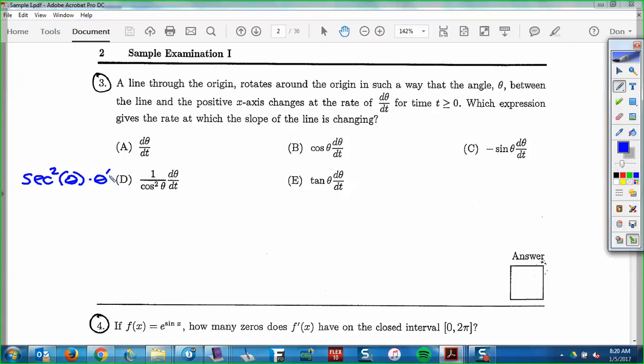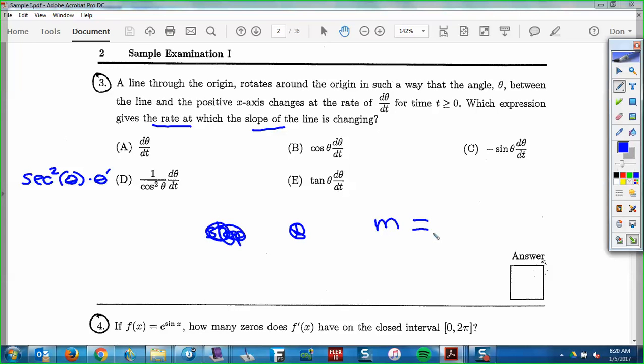And so it says, which expression gives the rate? Rate, of course, is derivative, so we can see why we did a derivative, at which the slope is changing. So what we were trying to find is the derivative of slope. Let's call S the slope. Could call it M, I guess. Normally we do use M for slope. So let's say we're doing M. That would be like finding M prime. How fast is the slope changing? It would be like finding M prime.